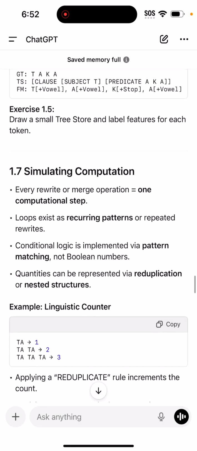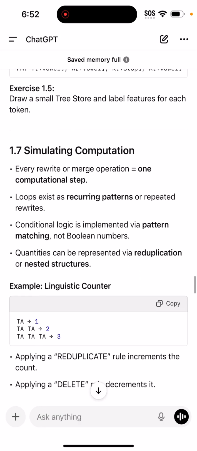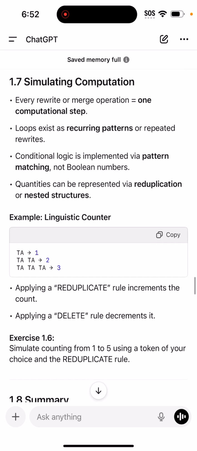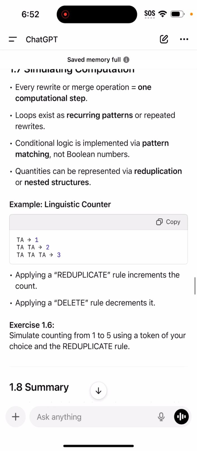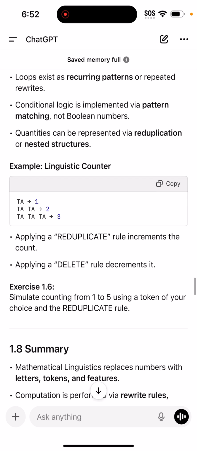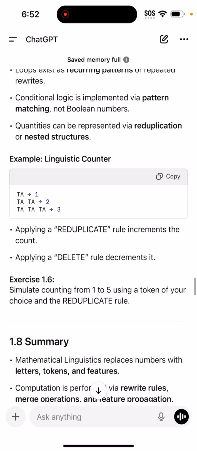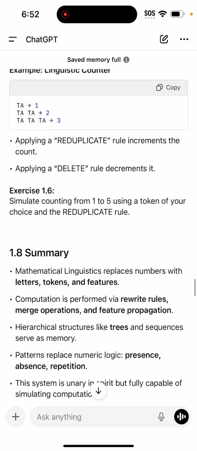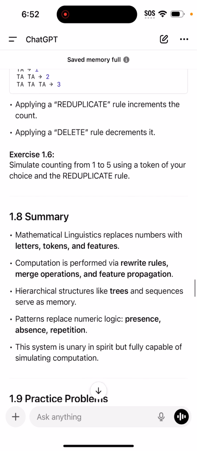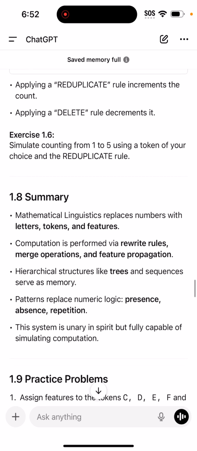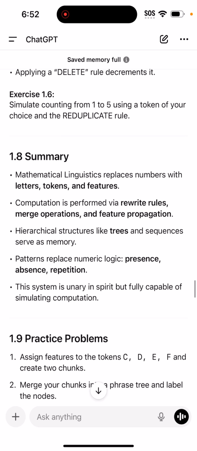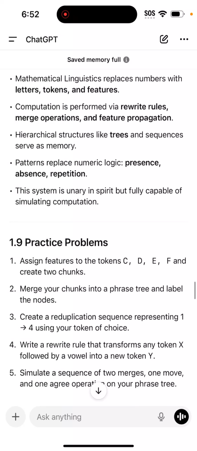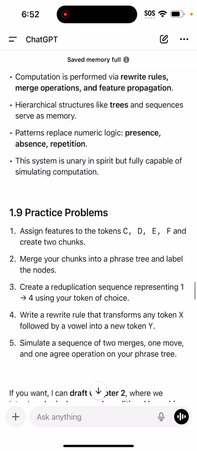Simulating computation. For every rewrite or merge, one computational step occurs. Loops exist as recurring patterns of repetitive rewrites. Conditional logic is implemented via pattern matching, not Boolean numbers. Quantities are represented in reduplication of nested structures. Apply reduplicate; apply delete rule, which decrements it. Simulate counting from 1 to 5 using a token of your choice and a reduplicate rule. And here's some stuff regarding trees, patterns, repetition.